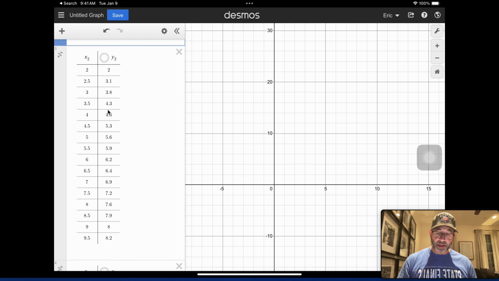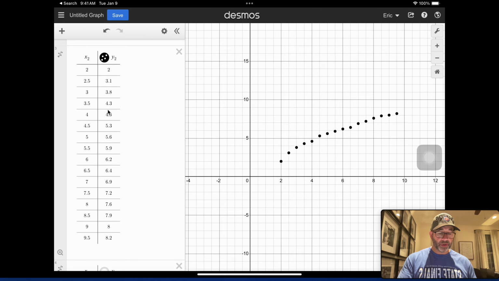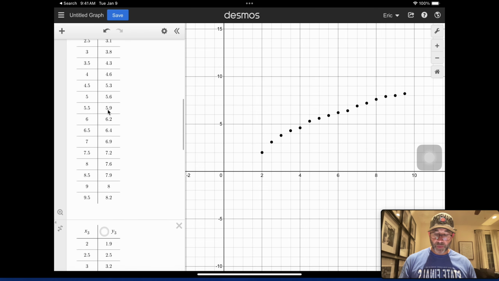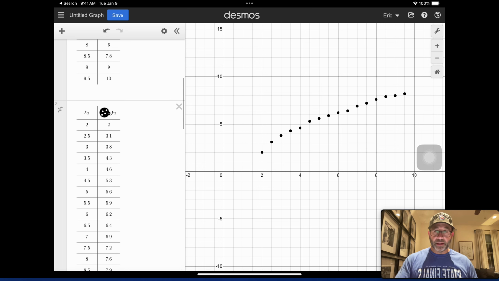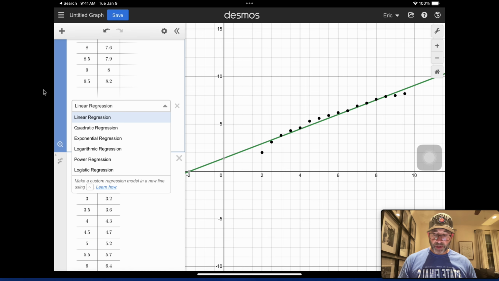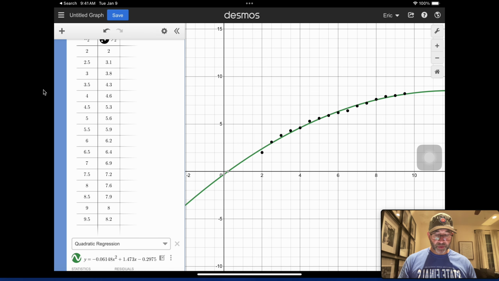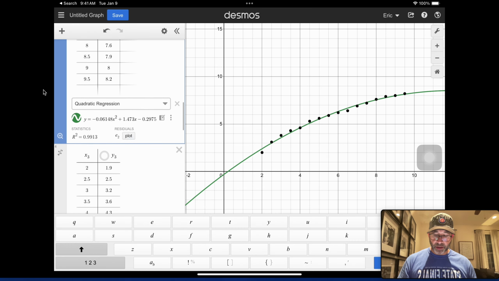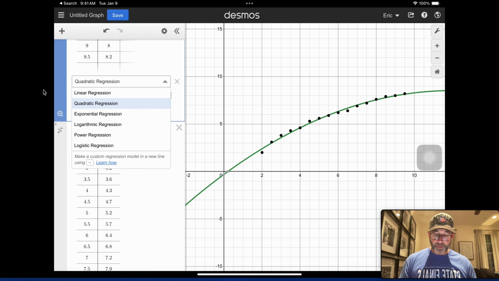Same exact thing. I go ahead and type them in. I turn this on. You can see our points. You can stretch it and move things around. I'm going to go ahead and hit that little icon next to it, and you'll see it creates a line. We look at each of the R values. Linear regression is this one. Quadratic is this one, and the R squared is 0.9913.